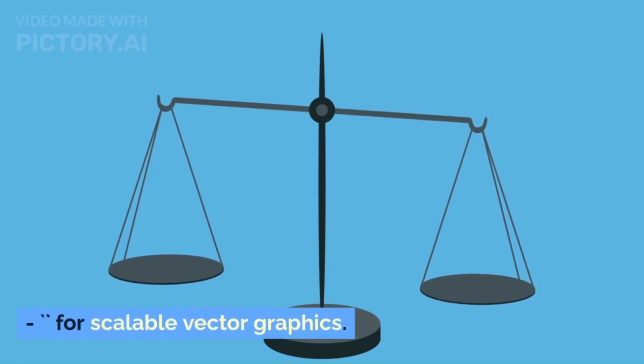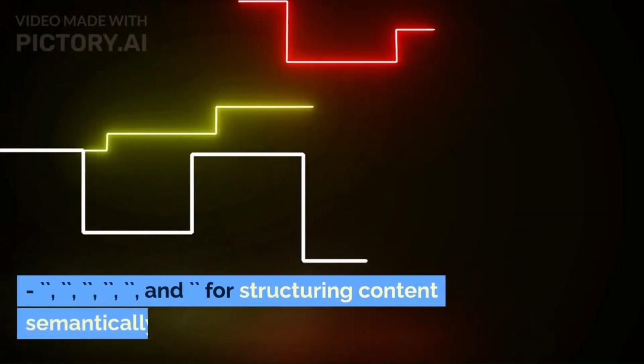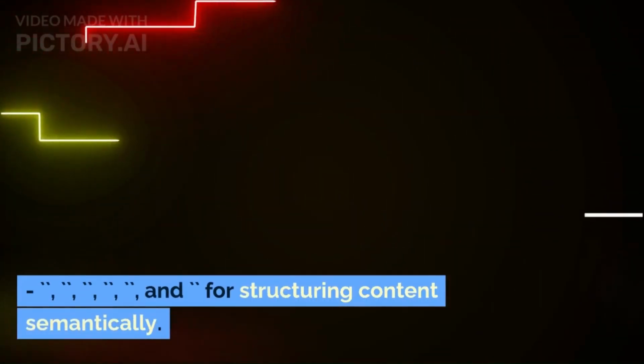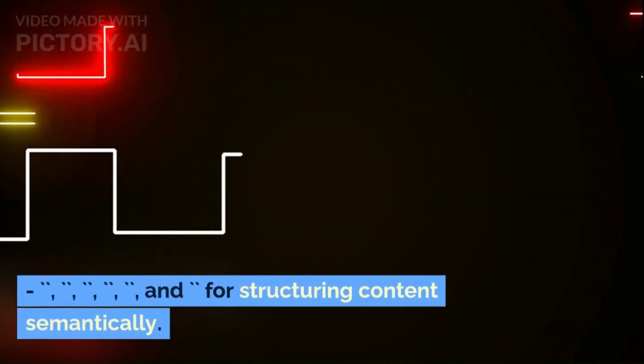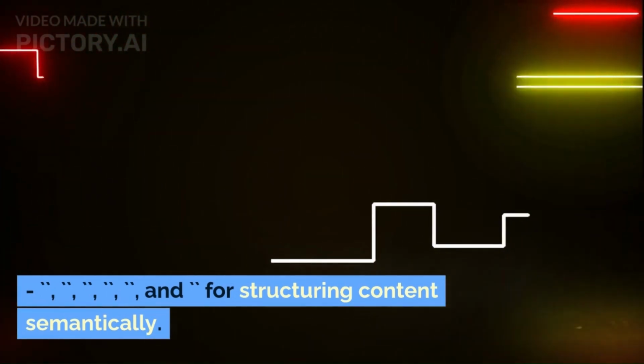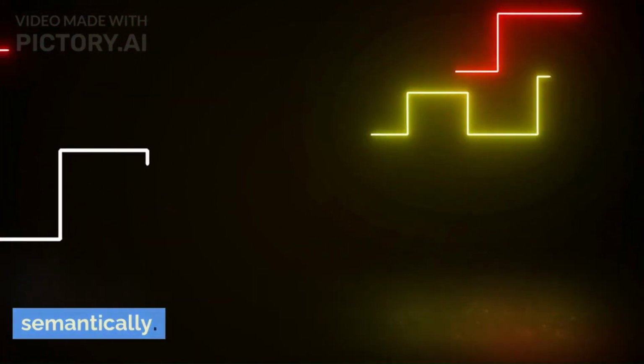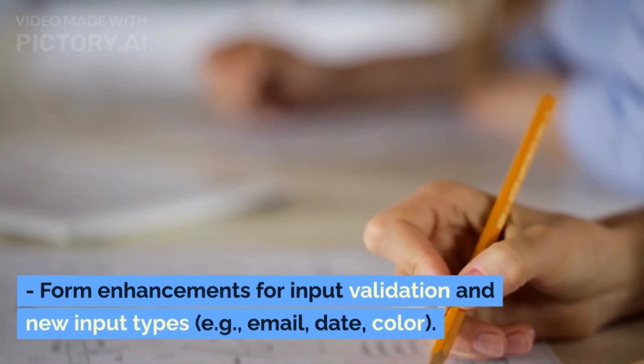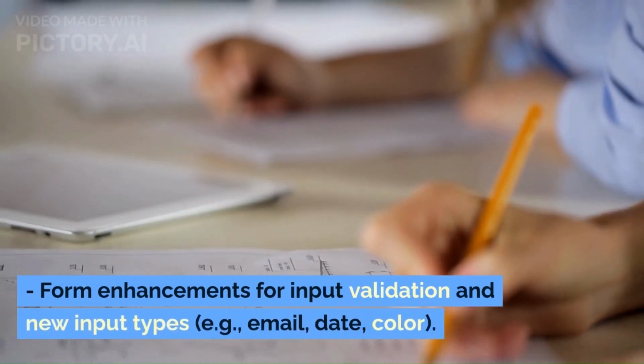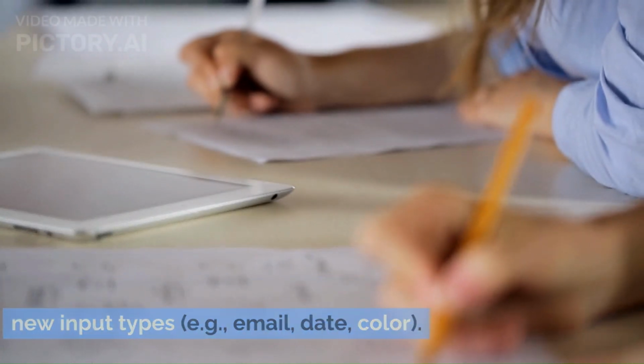SVG for scalable vector graphics. Semantic elements such as article and section for structuring content semantically. Form enhancements for input validation and new input types, e.g., email, date, color.